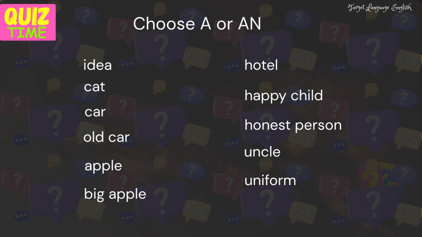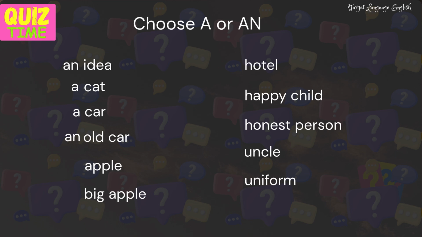Let's now check your answers. Number 1. An idea. We use an because the word idea starts with a vowel sound. Number 2. A cat. We use a because the word cat starts with a consonant sound. Next, a car. Car starts with a consonant sound, so we use a.